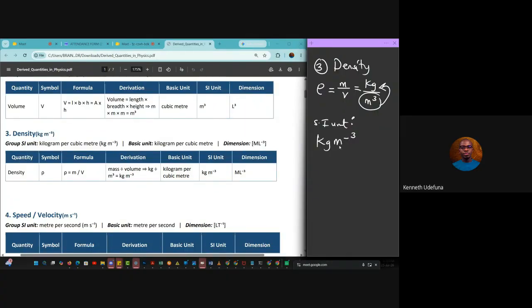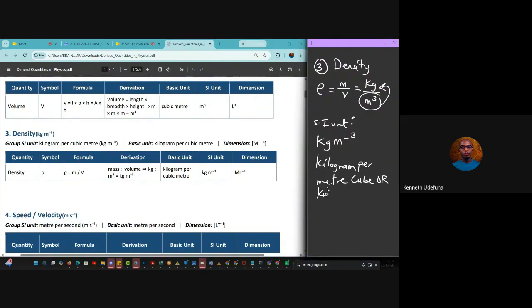So how can I call this unit? This unit is mentioned as kilogram, then the minus becomes per, then meter becomes meter cube. So I can name it kilogram per meter cube. I can also mention or name it as kilogram.